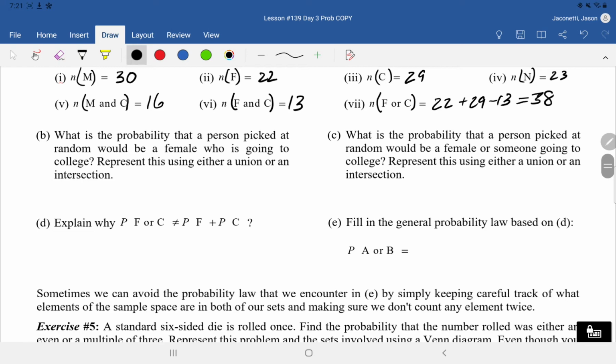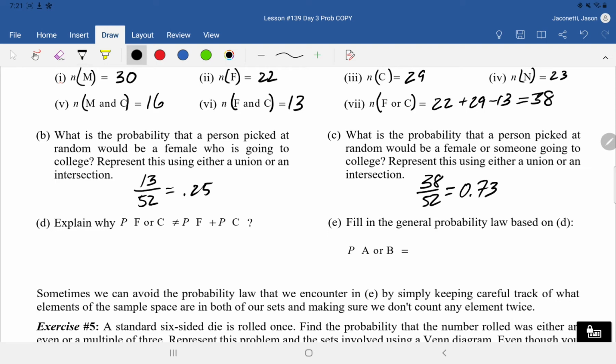Now, what's the probability that a person picked at random would be a female who was going to college? Well, females going to college were 13 out of the 52, or 0.25, it's 1/4. That's different than when you said, what's the probability of picking a female or someone who's going to college? That's those 38 people we just were talking about out of the 52. And that comes out to be roughly 0.73.